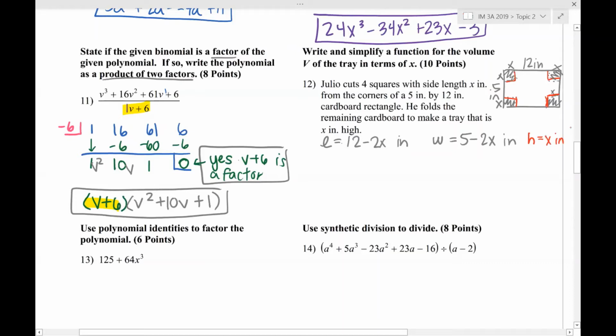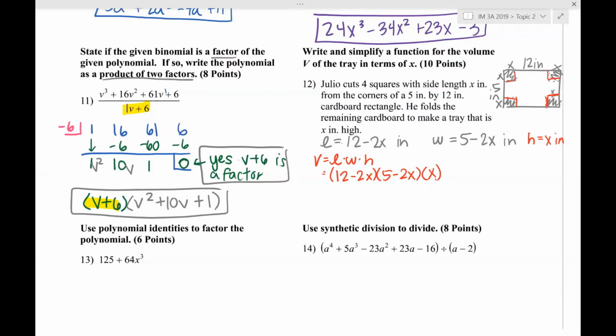And so it wants me to represent the volume. So volume is length times width times height. So I'm going to multiply 12 minus 2x times 5 minus 2x times x. So let's start by just multiplying the binomials, because multiplying by x is easy. We're just going to change all the powers.